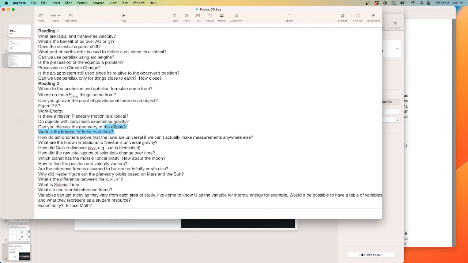Oh, so this is a good question. How do astronomers prove that the laws are universal if we can't actually make any measurements anywhere else? Well, we can't, but yeah, we can, because we can see stuff.